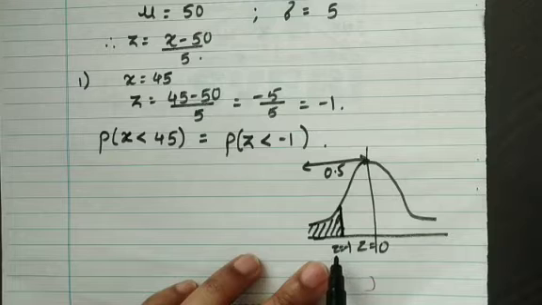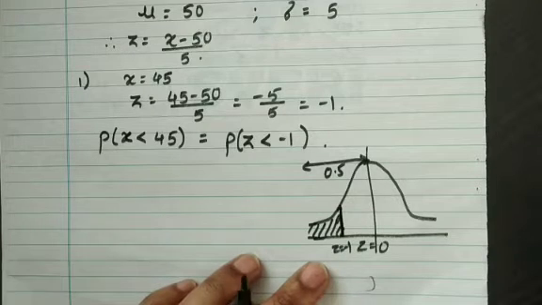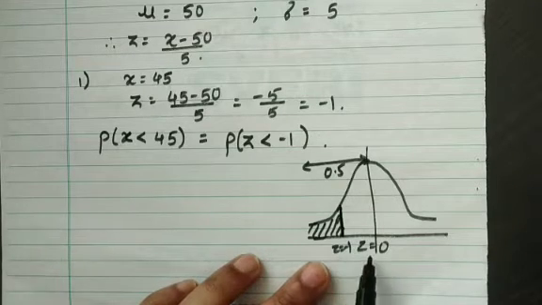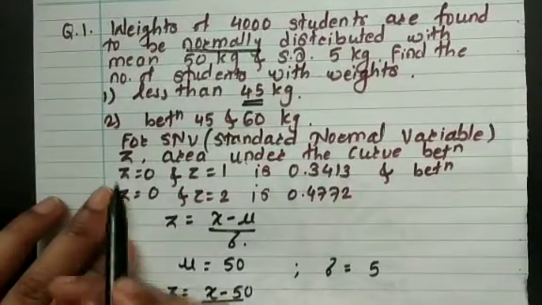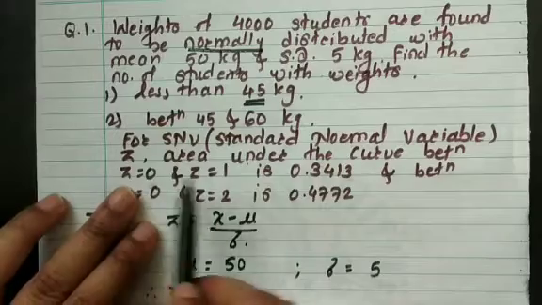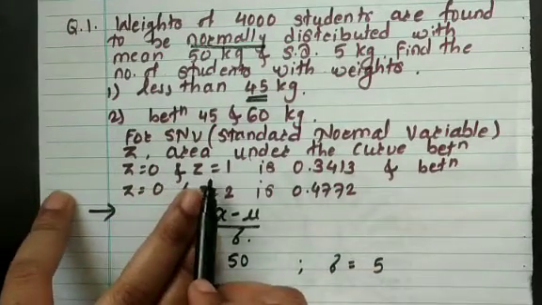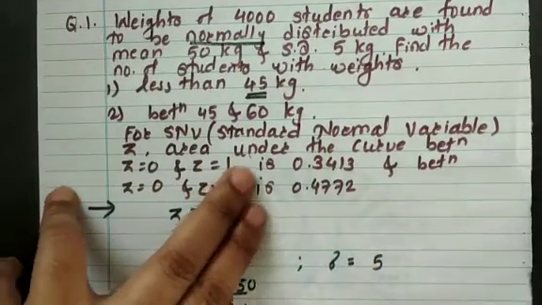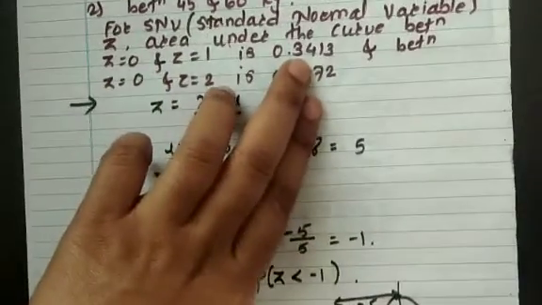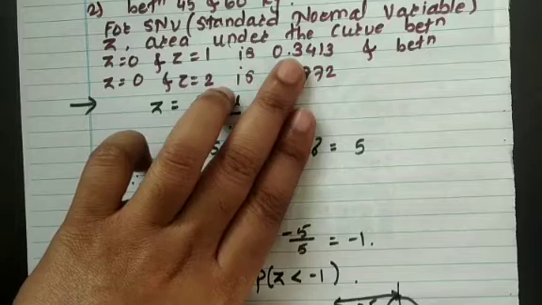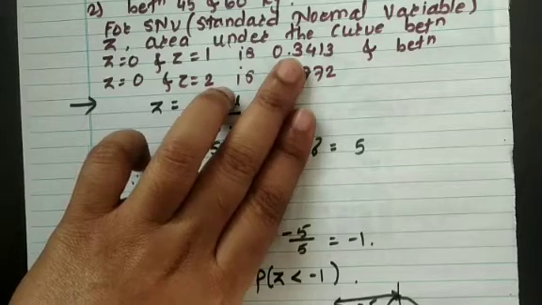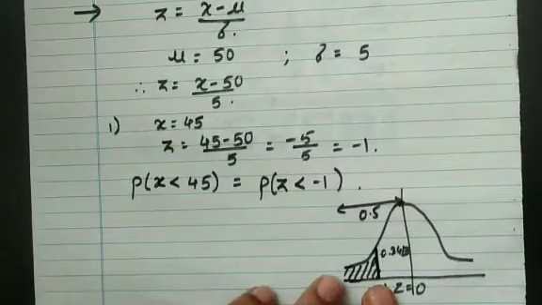Minus 1 is just to denote the position on the right hand side or left hand side. Okay, now we'll consider z as 0 to 1 and check the area. It is given to you. The area under the curve between z is 0 to z is 1 is 0.3413. So this area is also with us. That much area is 0.3413. And we are interested in this much area.